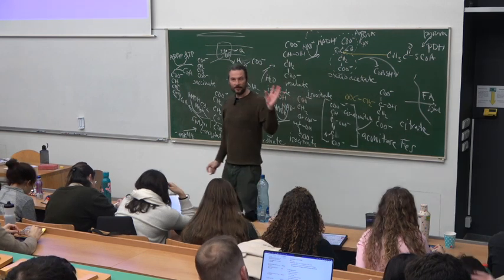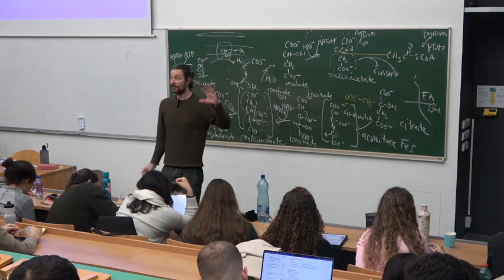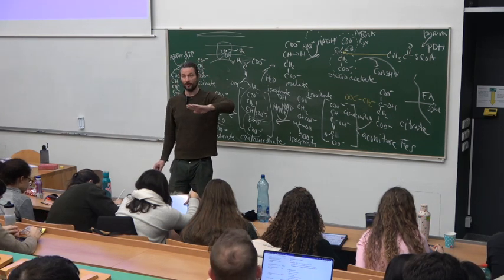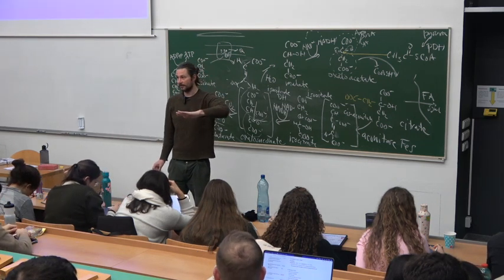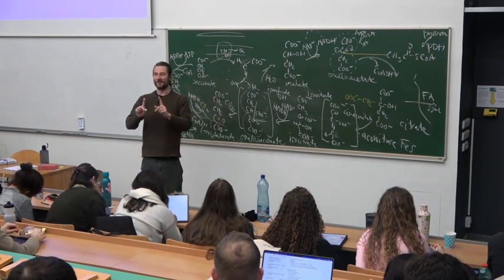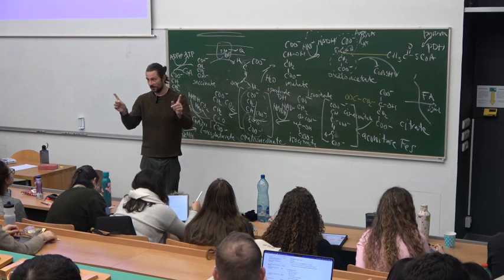Okay, at the end of glycolysis, I know you've not done glycolysis yet, but at the end of glycolysis, the final product is pyruvate. You end with pyruvate, okay? Now, there are two possible, well, there are more than two, but two big possible fates of this pyruvate.